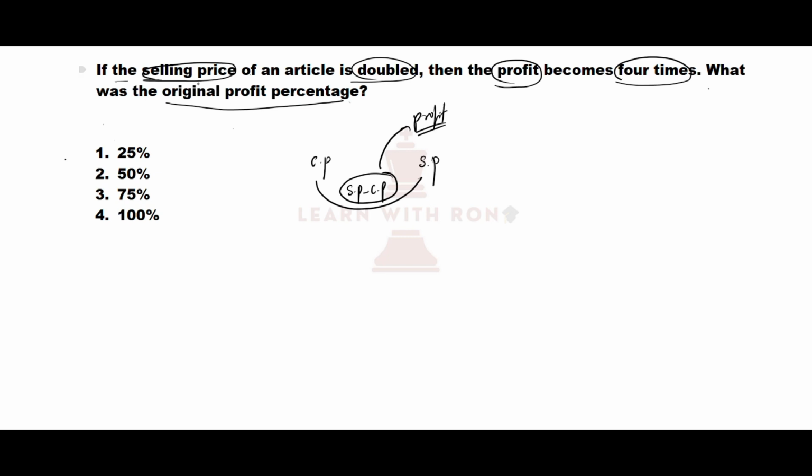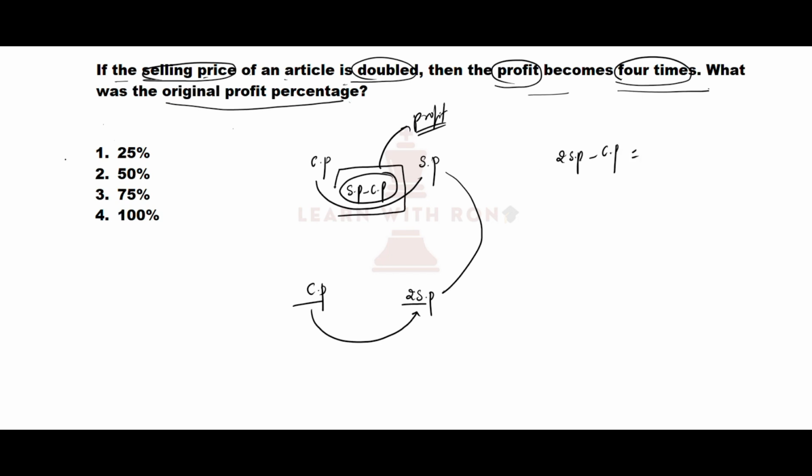So what they asked is, selling price of an article is doubled. Selling price of the article doubled means SP becomes the new selling price as 2SP and the cost price is the same. They said profit becomes 4 times. 4 times means the profit here is 2 selling price minus cost price. So the profit here is 4 times of the first profit, which is 4 times of selling price minus cost price.